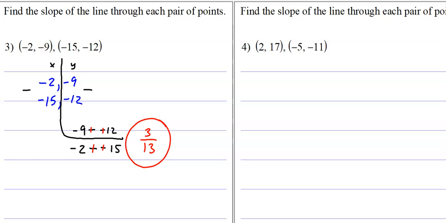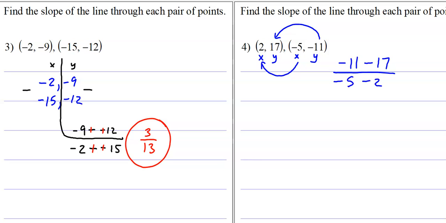All right, next one. I'll do this one a little different. I normally don't make the slope slide. I know that this is an x and a y, and this is an x and a y. So I just go y minus y over x minus x. And it's the same thing. Don't subtract, add the opposite. That is a negative 28 all over a negative 7. A negative divided by a negative is a positive, and that just comes out to be 4.